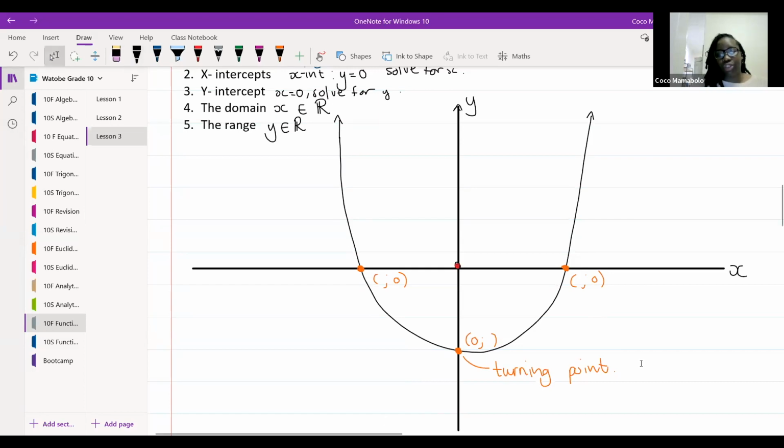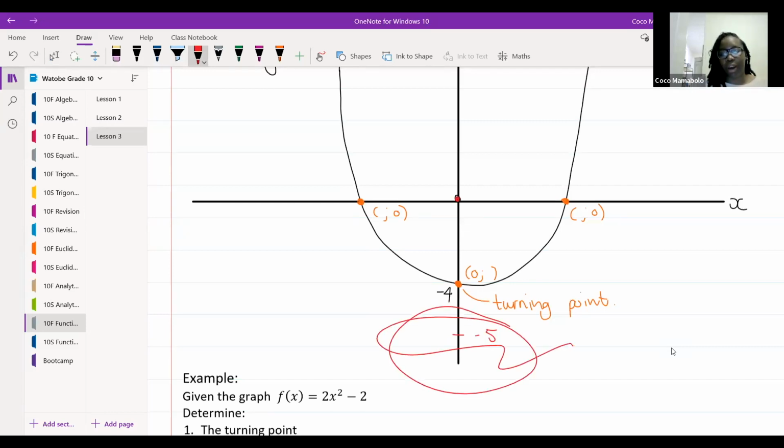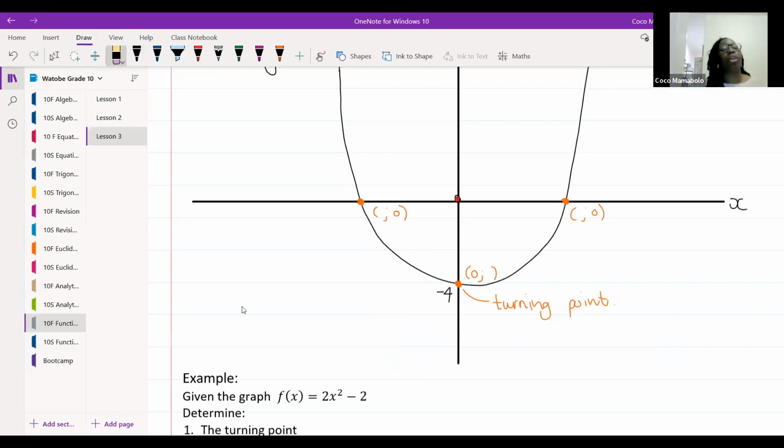But we're going to have an issue, guys. If I get to this point over here, let's say, for instance, my turning point is at -4. Can my Y value be -5? Can I get -5 as an answer for my Y value? Is there any part of my graph that touches -5? No, there's not. You're correct, Princess. There's no part of it that touches.